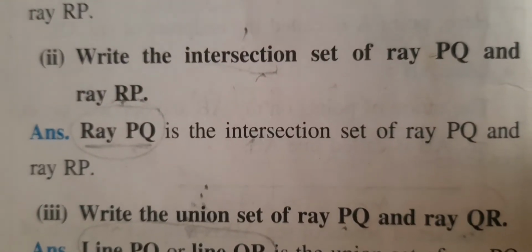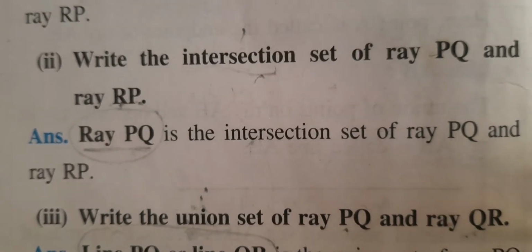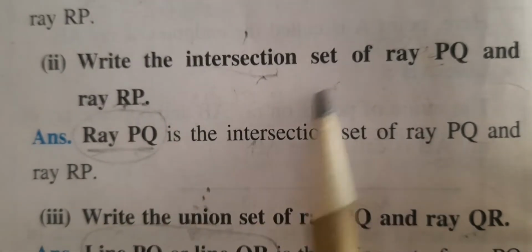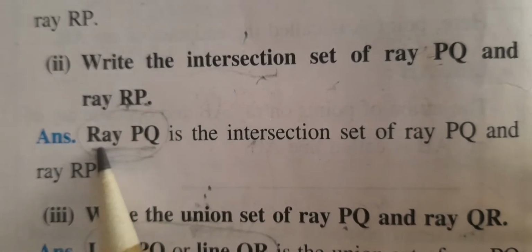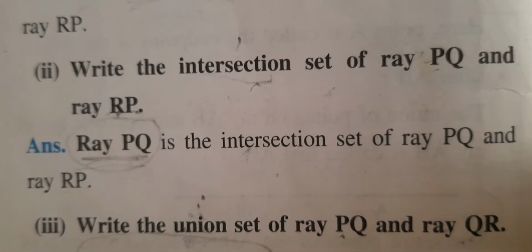Now the next concept is of union. Intersection is the common part of the two sets. So of these two rays, we took the common part. In the previous question, the common part was ray PQ, that is the intersection. Now what do we do in union?